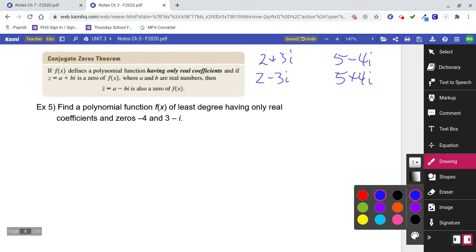It's talking about the conjugate. It's saying if you have one complex number solution, then you automatically know the other, the conjugate, is also a solution. That's really useful. Number 5 says, find a polynomial of least degree having only real coefficients and zeros -4 and 3 minus i. So the second I see this 3 minus i, I know that there's also a 3 plus i. That's the conjugate zeros theorem.